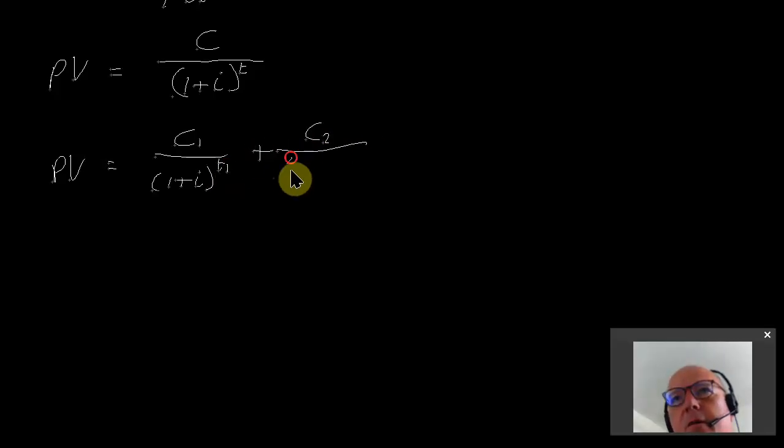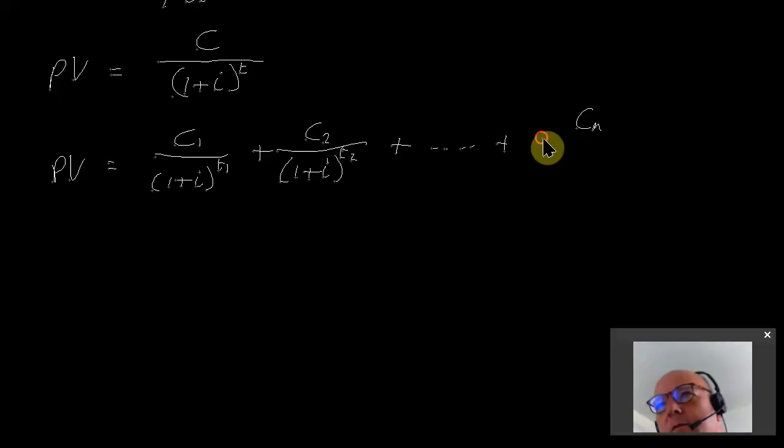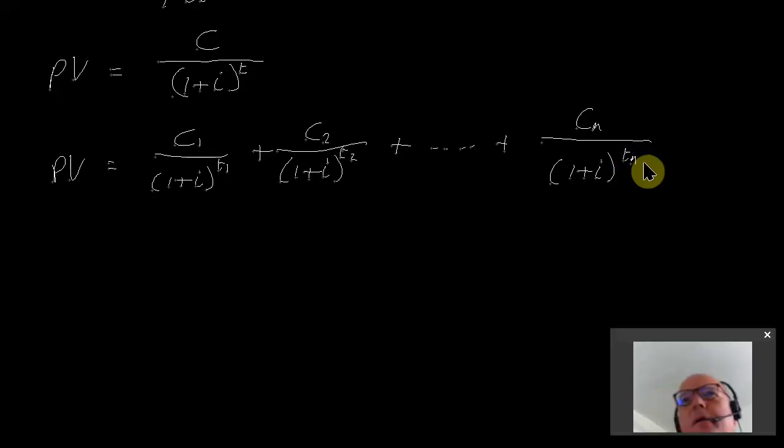So C1, the first cash flow, over 1 plus the rate of interest to the power of the first period of time, plus the second cash flow over 1 plus i to the second period of time, plus etc, etc, for all the cash flows. So we've got n cash flows, 1 plus i to the t subscript n. So we can take a present value of an entire stream of cash flows arbitrarily far out into the future. That is how we do those sorts of questions, and how we work out the present value of a cash flow.